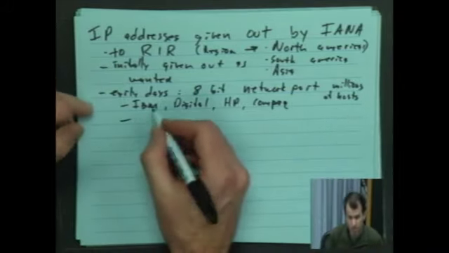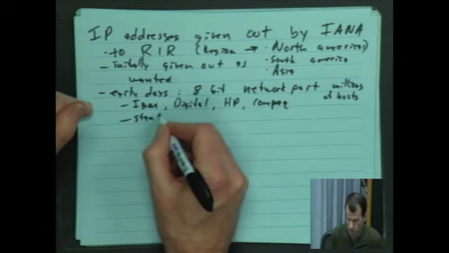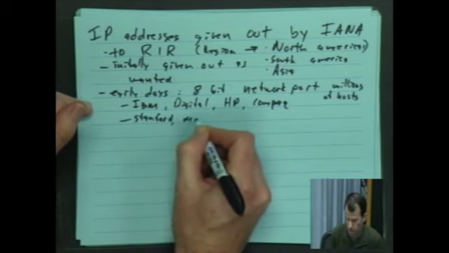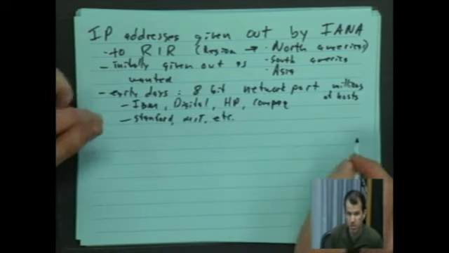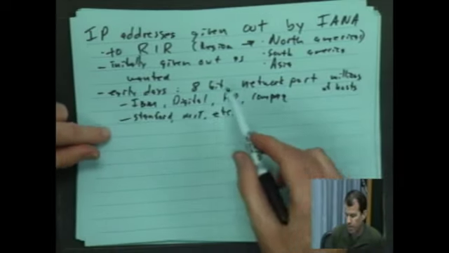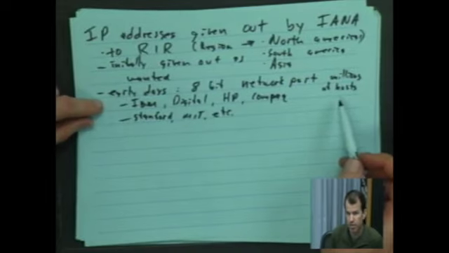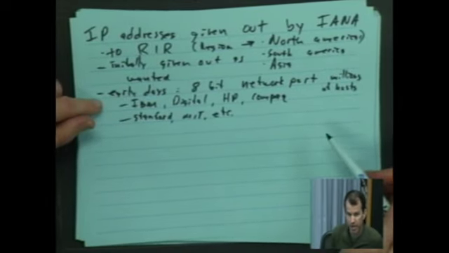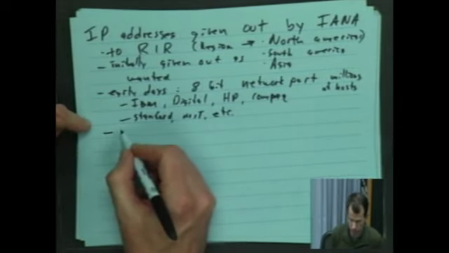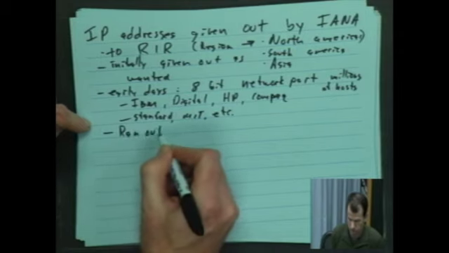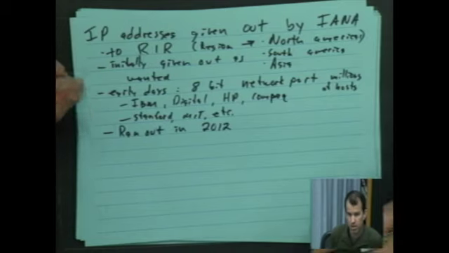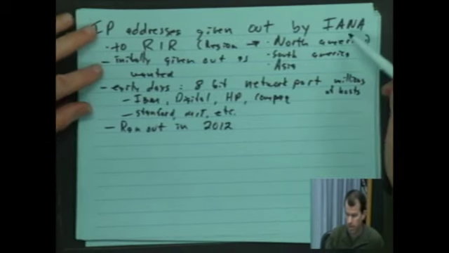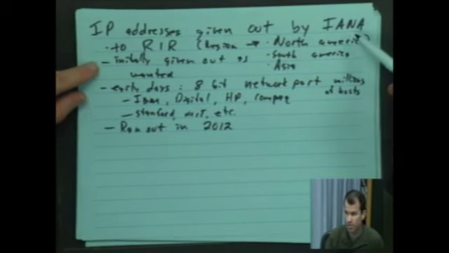They also gave them out to big universities. So like Stanford, MIT. This is not an exhaustive list. Sorry, we'll just put etc. Most of these went to universities with an 8-bit network part. Again, millions of hosts. They were giving them away so freely that they ran out. And I think it was in 2012, it wasn't very long ago, that they have run out. So the IANA has no more to give out.